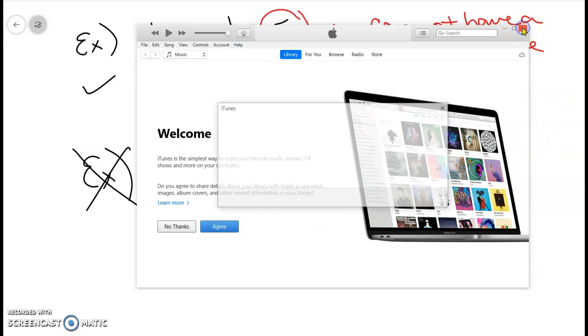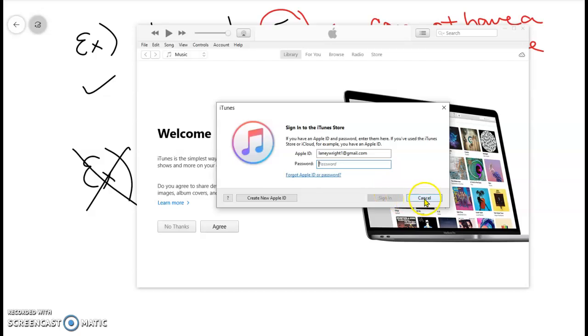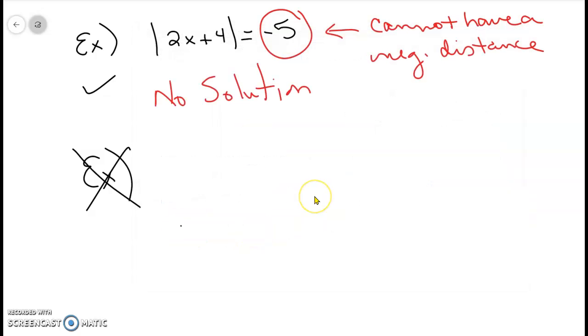No idea where that is coming up. Cancel. No thanks. So hopefully that will help.